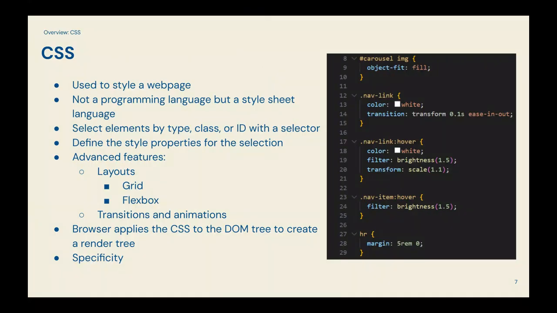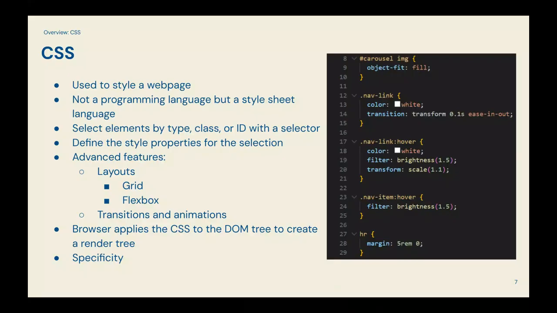So CSS uses what's called a box model, where every element makes up a rectangle. And if you want to get it more advanced in laying out those rectangles, you can use some of the layouts that CSS provides, like grid or flexbox. And you can also apply transitions and animations to elements.